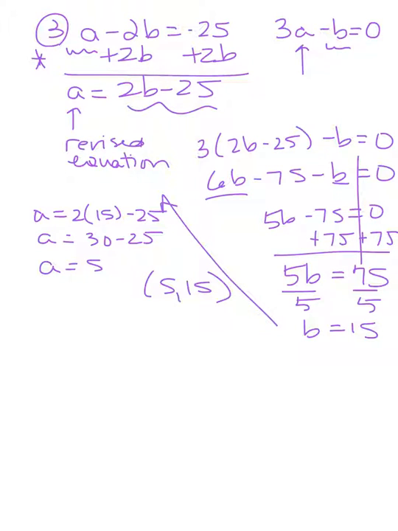Now, why did I put the 5 first, and not the 15? Because alphabetically a comes before b. Just like you do with coordinates, you list x before y because x is alphabetically before y when listed.